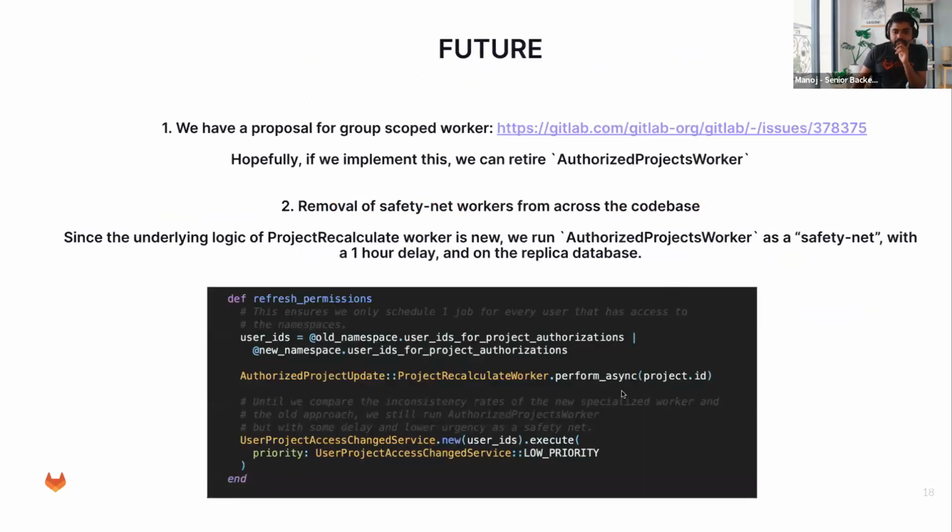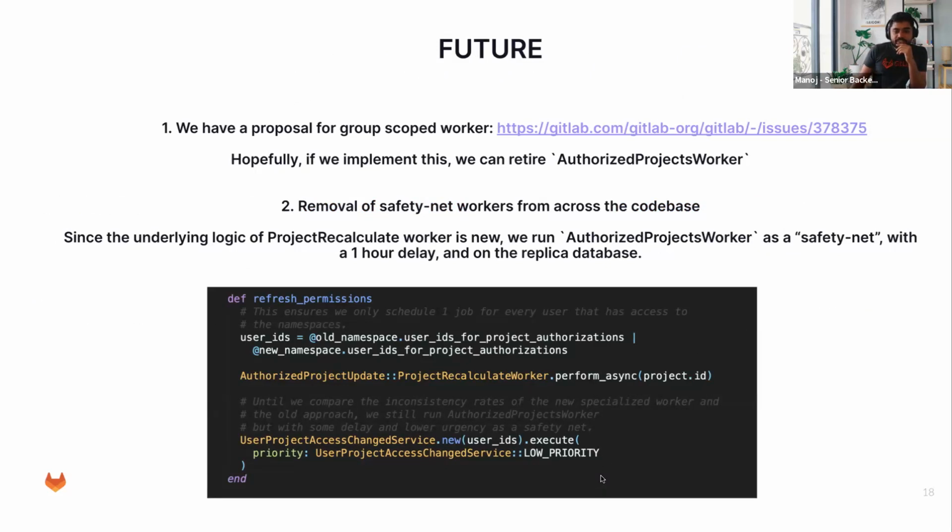Regarding the future, there are two different areas that we want to focus on. One is we have a proposal for a group-scoped worker. We do not have it currently, and that can solve a lot of problems. And hopefully, if that happens, we might be able to retire the legacy worker. We can use group-scoped workers in areas where the legacy worker is currently being used, like adding a member to a group, removing, group transfer, all of that stuff.